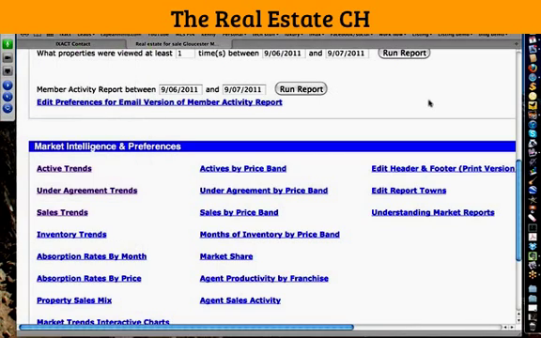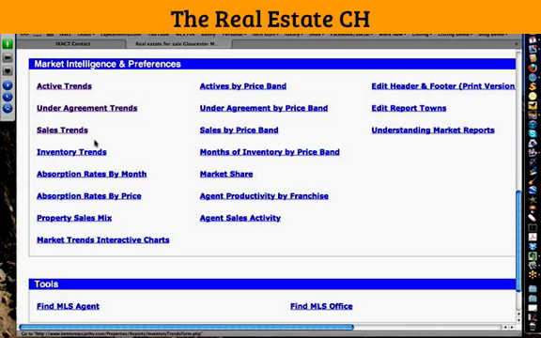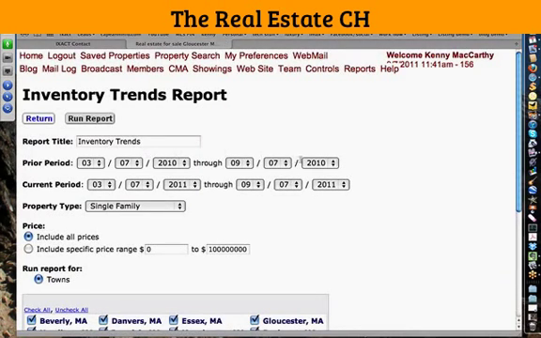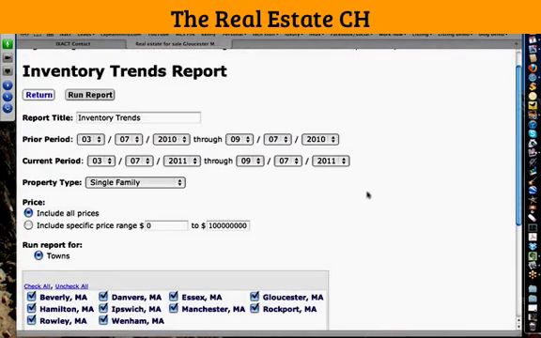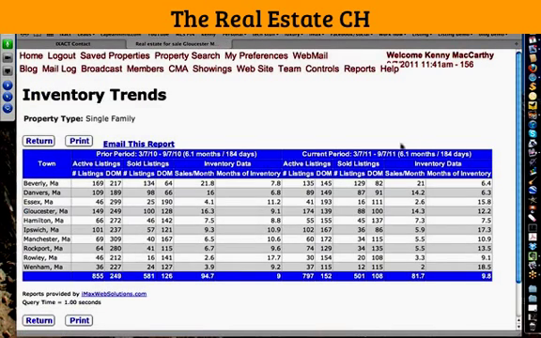Now, we're also going to look here at the inventory trends, and those will give you an idea of what's happened to the inventory in the same 6-month period. So if we click Run the Report, all the trend reports work the same way. You can look and see what's happened in the 184 days, what's gone on with the inventory, how many listings there were in each town, et cetera. Days on market, it's just really good.